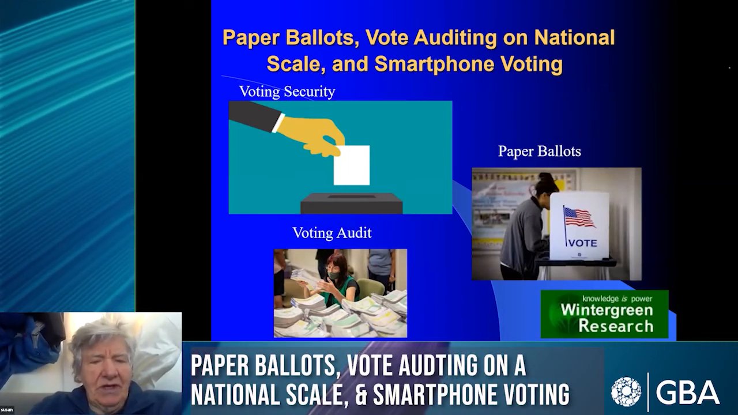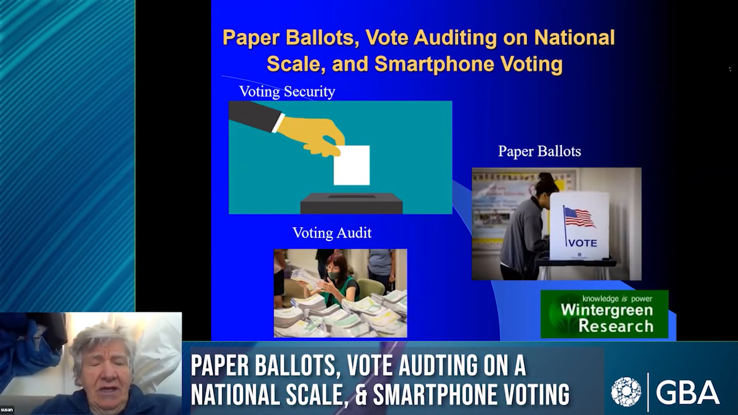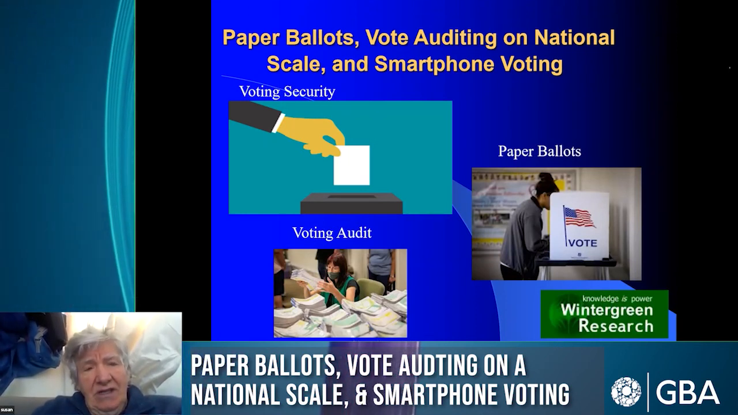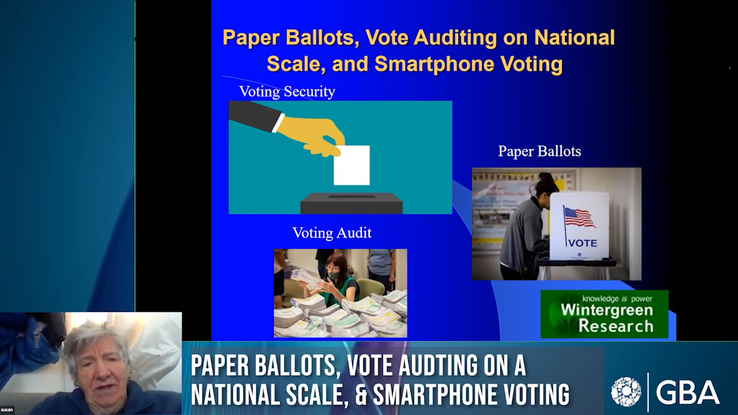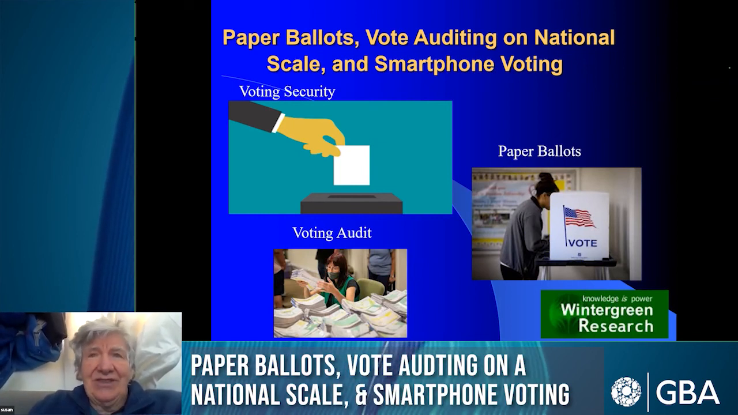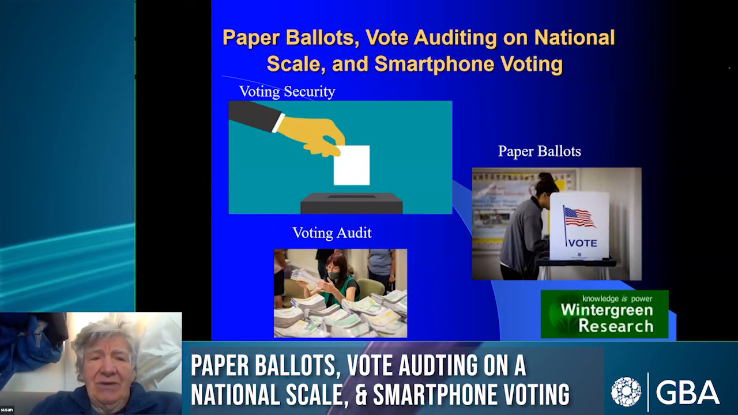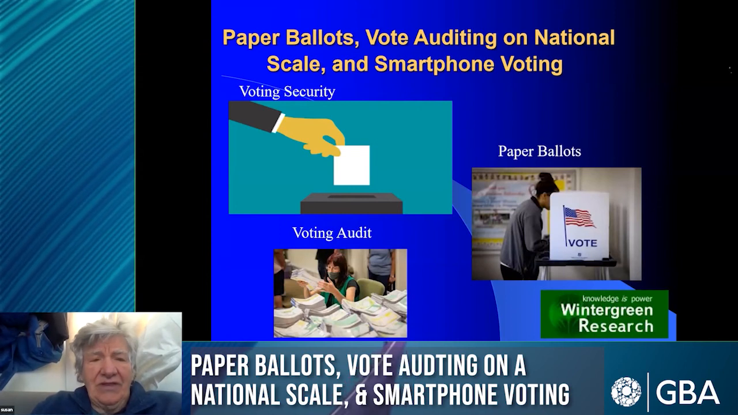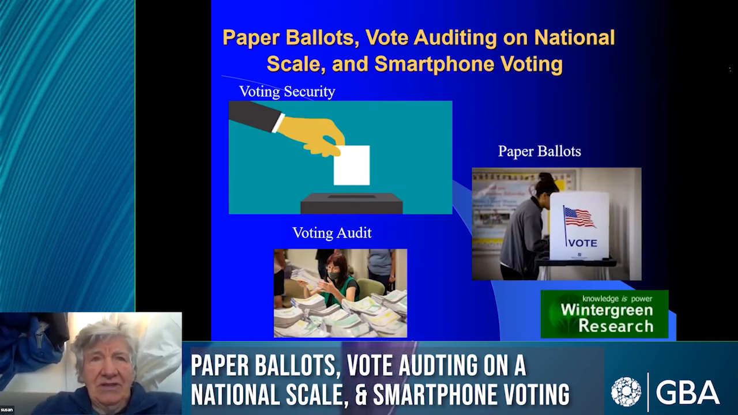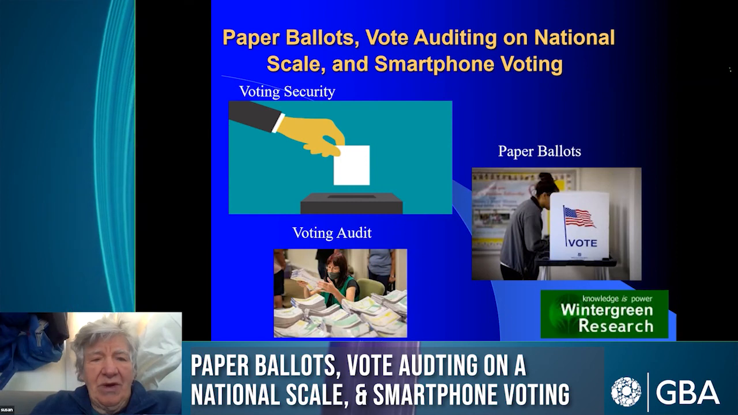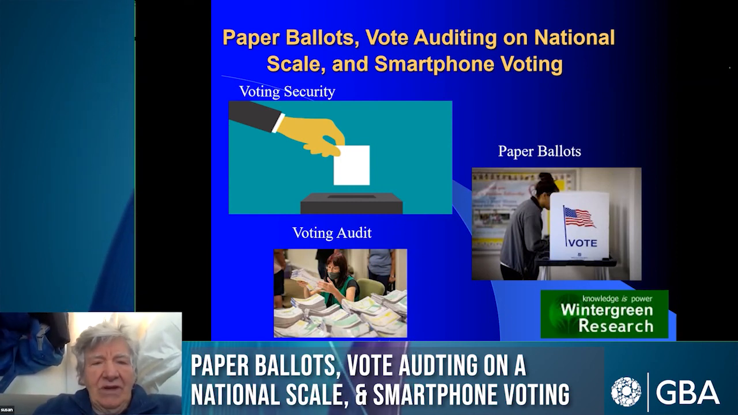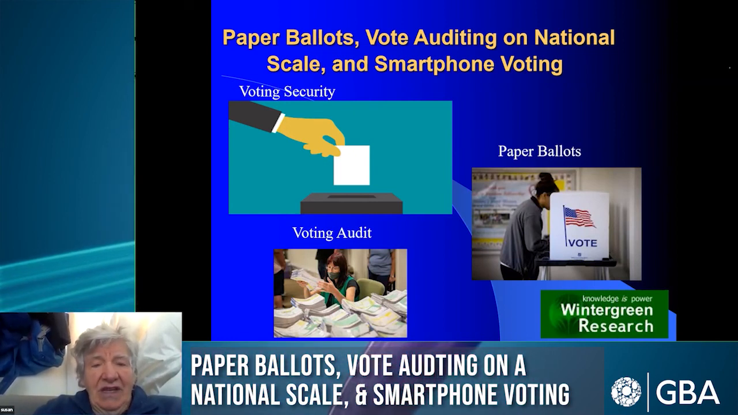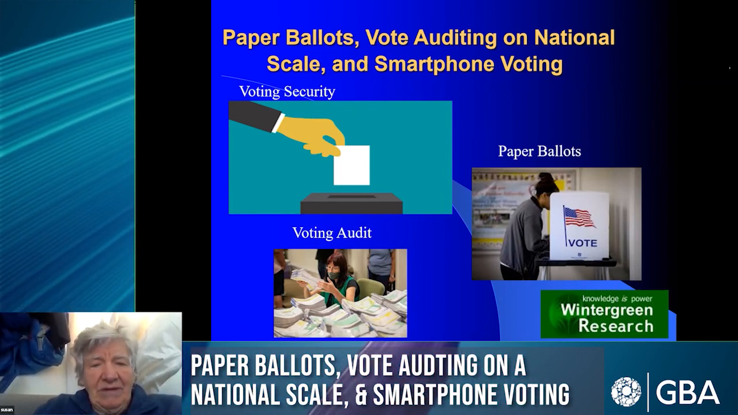I'm Susan Eustace. I lead the voting working group for GBA. I've been involved in elections since 1945. I know a lot about elections. I worked a great deal with IBM on MQ Series, getting it so we could have secure message transport, which I think is fundamental when you start talking about remote voting. And today I want to talk about paper ballots, vote auditing on a national scale, and smartphone voting.